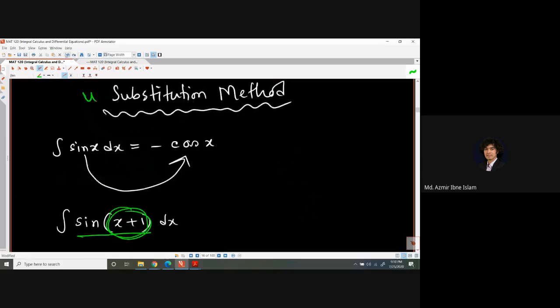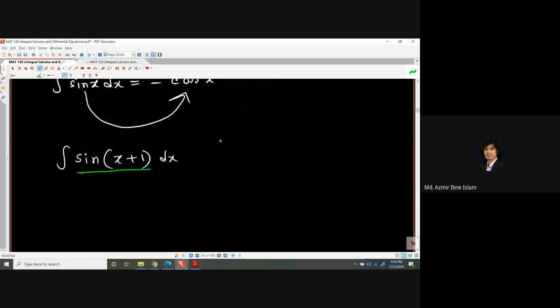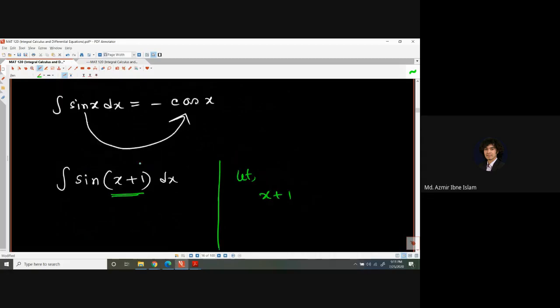Okay, so what can we do? Let us consider this inside part, x plus 1, as u. Why are we doing so? Because we know that integration of sine x is equal to negative cosine x. So we are trying to convert this to a variable u. So integration of sine u will obviously be negative cosine u. That's the thing we need to do here.